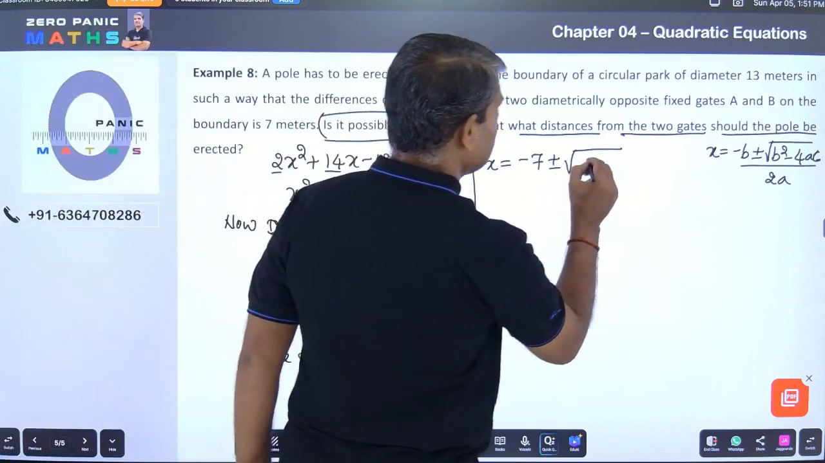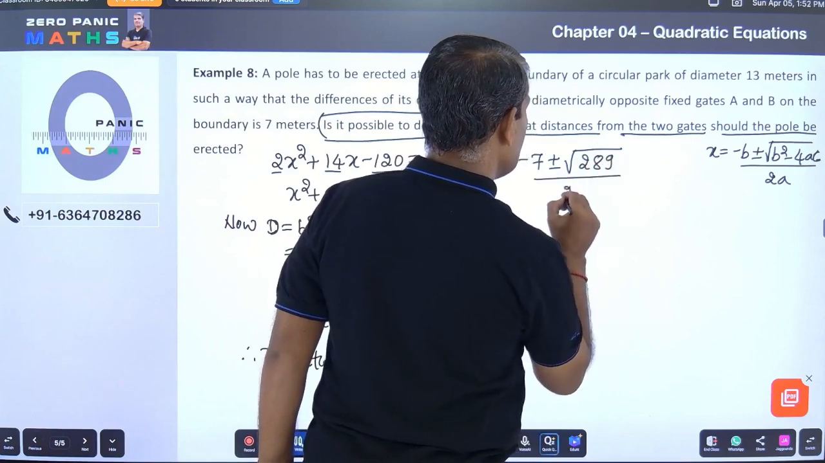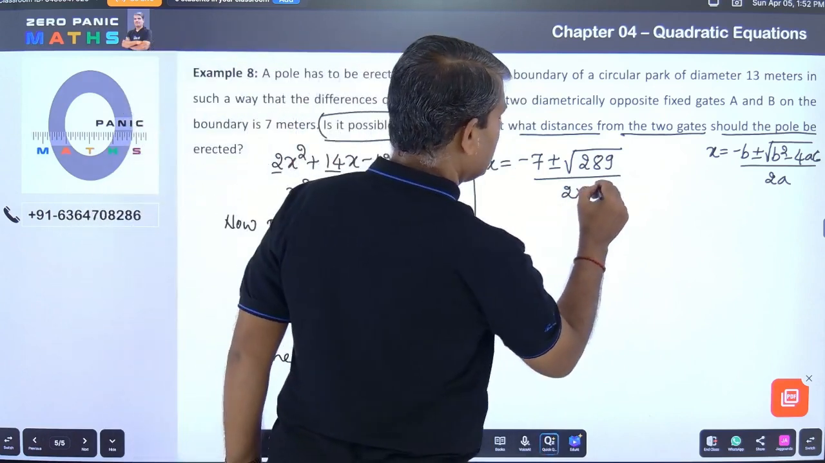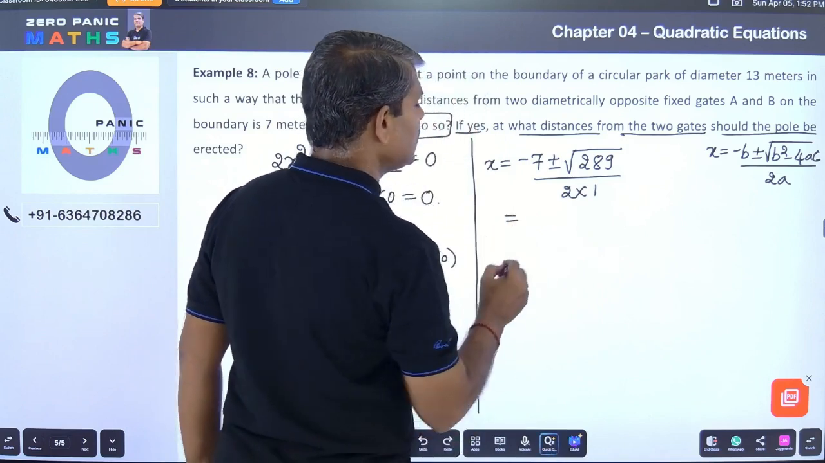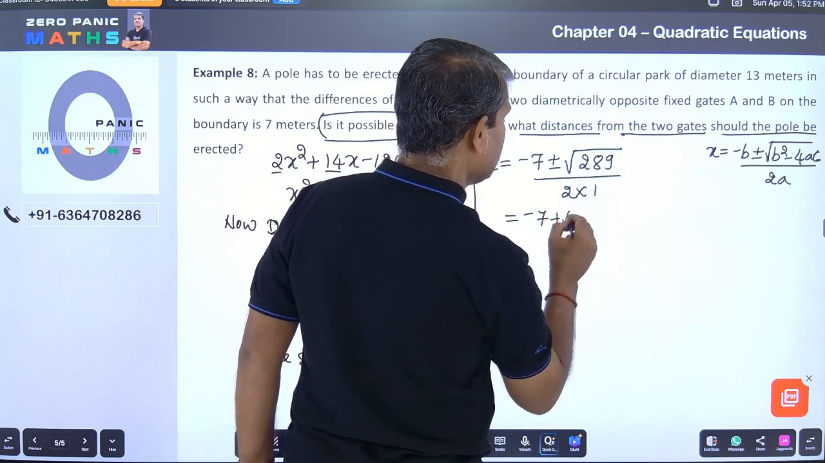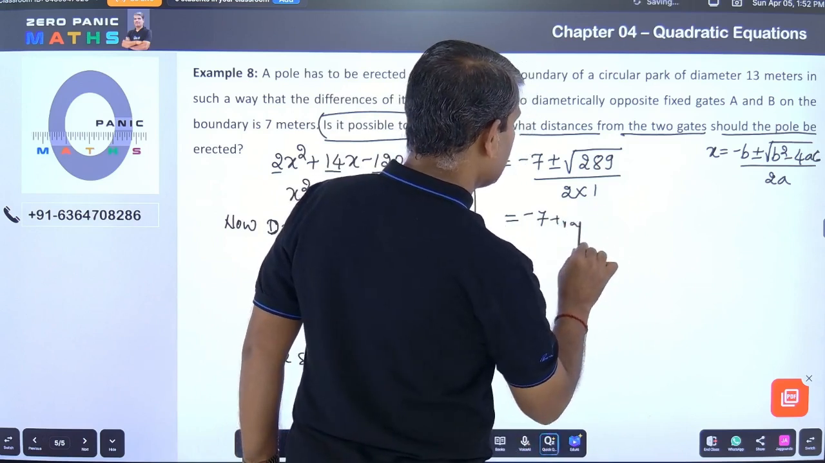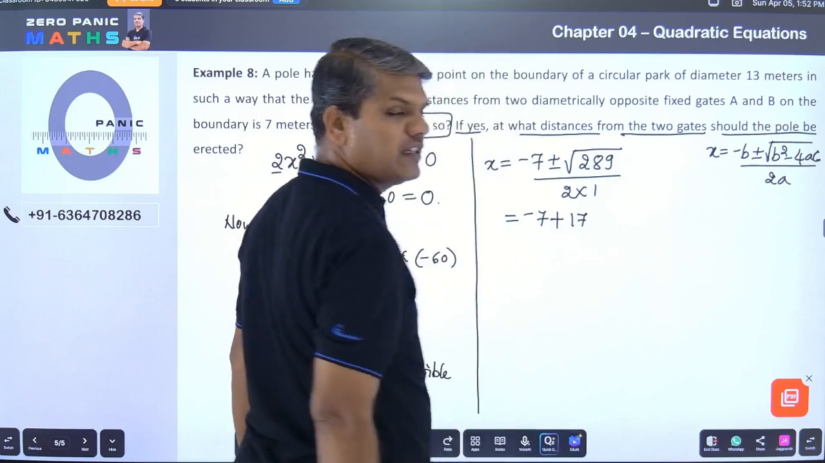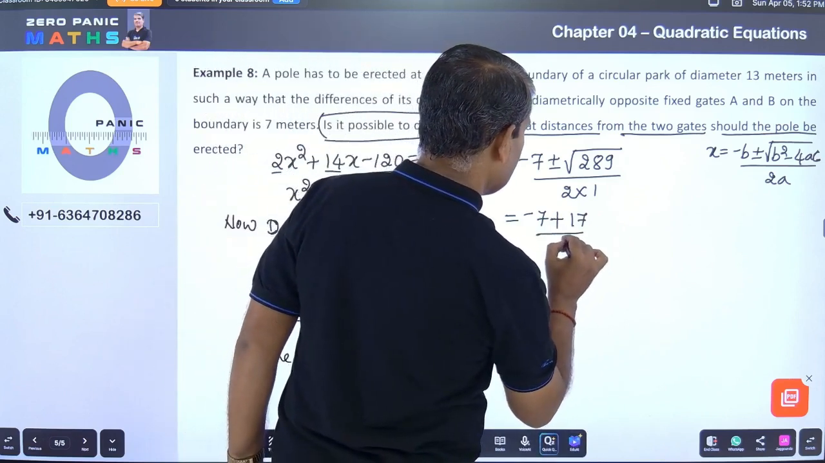That is square root of 289 divided by 2a. What is a? a is 1, so that is 2. What are the two roots here? It is minus 7 plus square root of 289. What is the square root of 289? That is 17, because 289 is 17 squared, divided by 2.